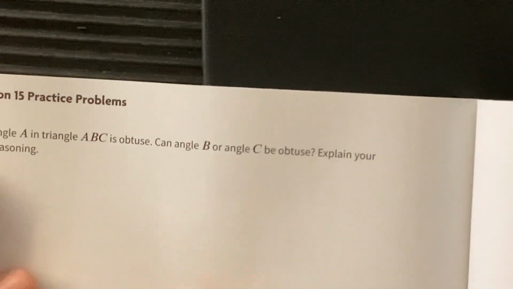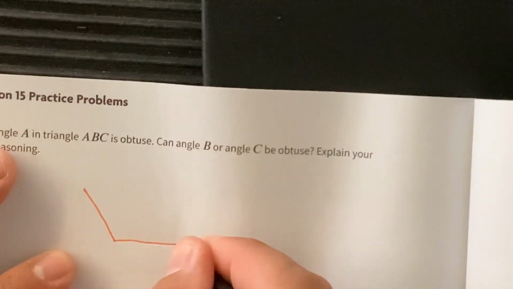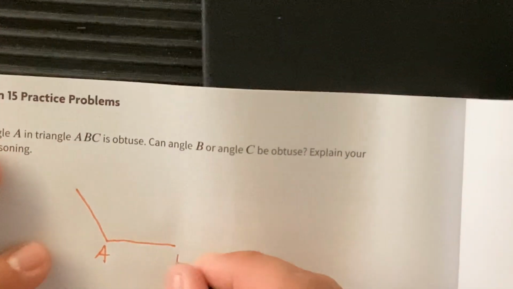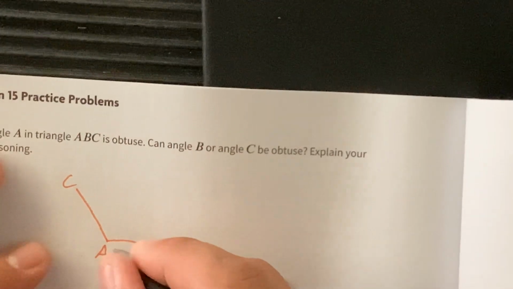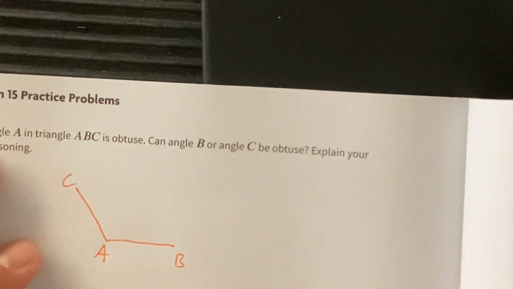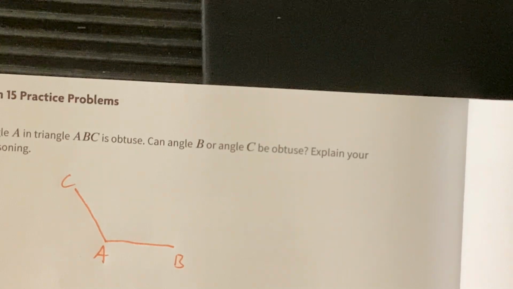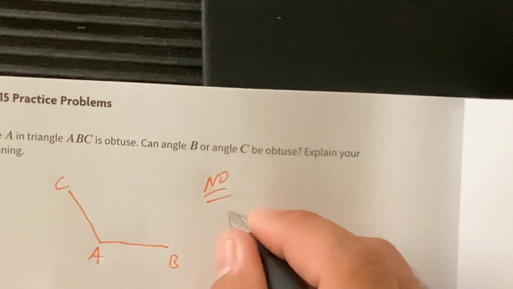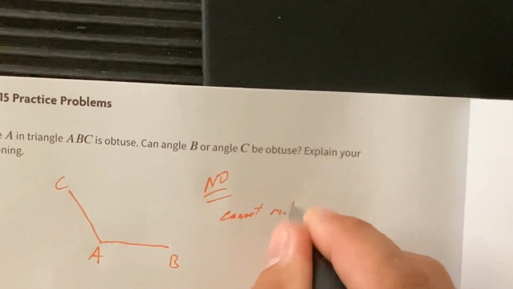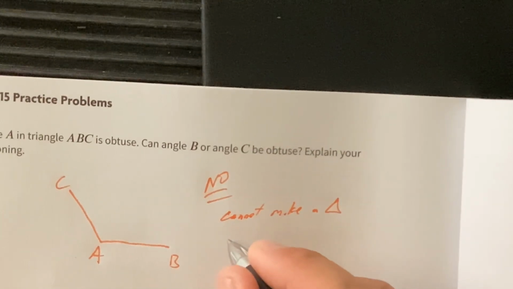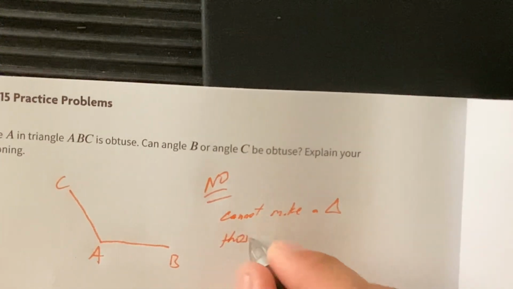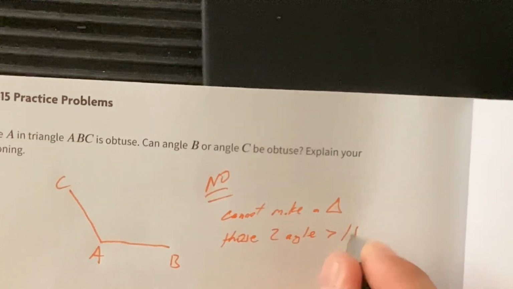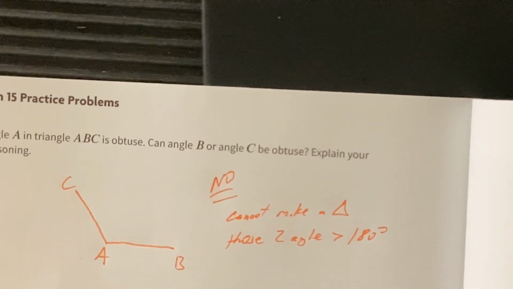If angle A is obtuse, so obtuse means more than 90, so here's A. Remember, that means more than 90. Can B or C be obtuse as well? So is it possible to have two obtuse angles? Why not, Gabby? Yeah, you can't make a triangle. Cannot make a triangle. If you had two obtuse angles, those two angles would be greater than 180 by themselves, which doesn't make sense, right?